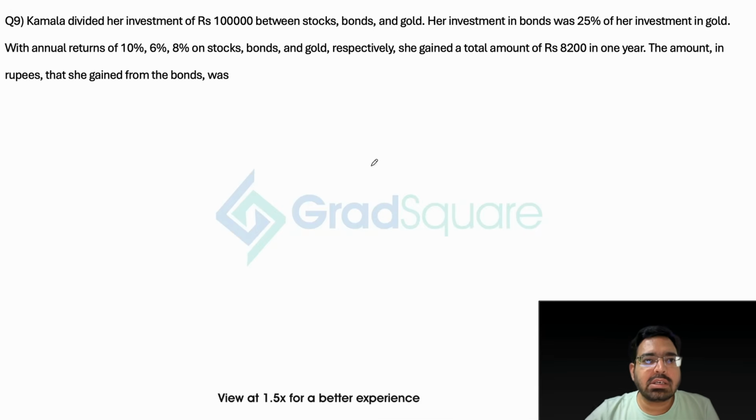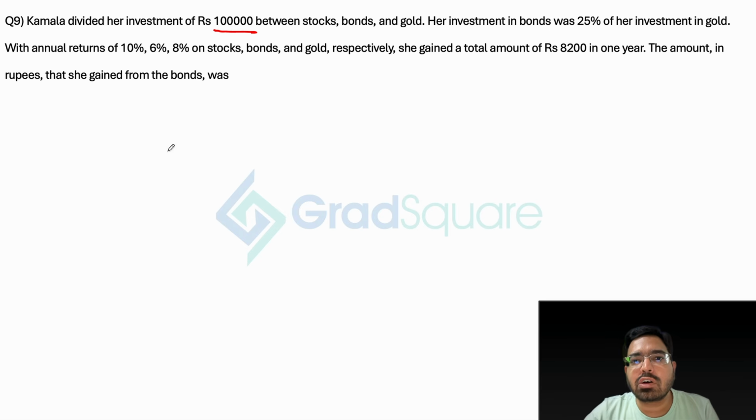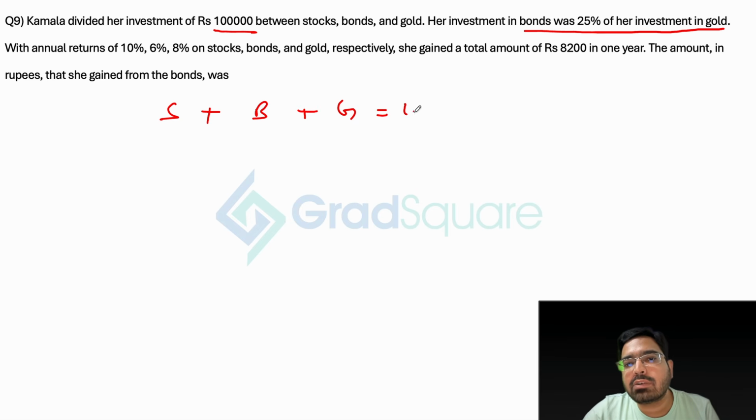Let's have a look at this one. Kamala divided her investment of rupees 1 lakh between stocks, bonds and gold. Stocks, bonds and gold is where she's investing. Her investment in bonds was 25% of her investment in gold. So S plus B plus G equals 1 lakh rupees. That's one thing that we are very clear about.